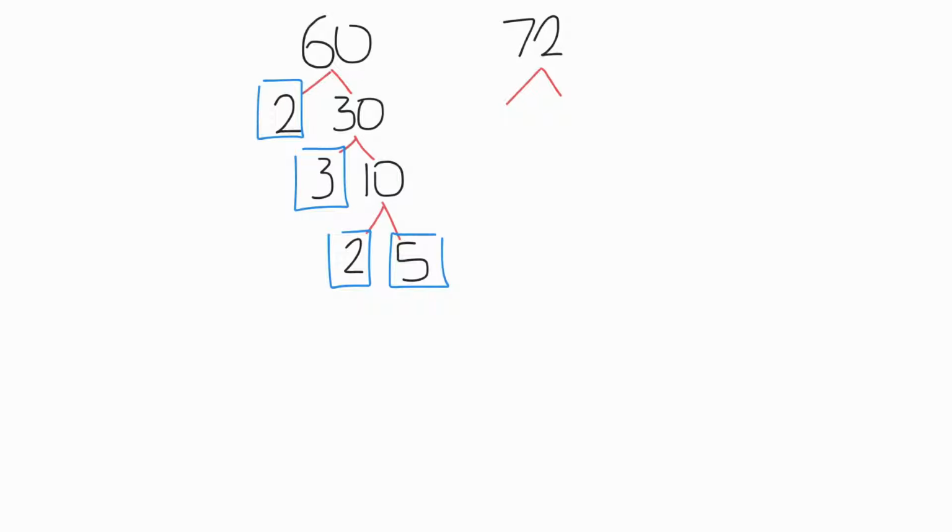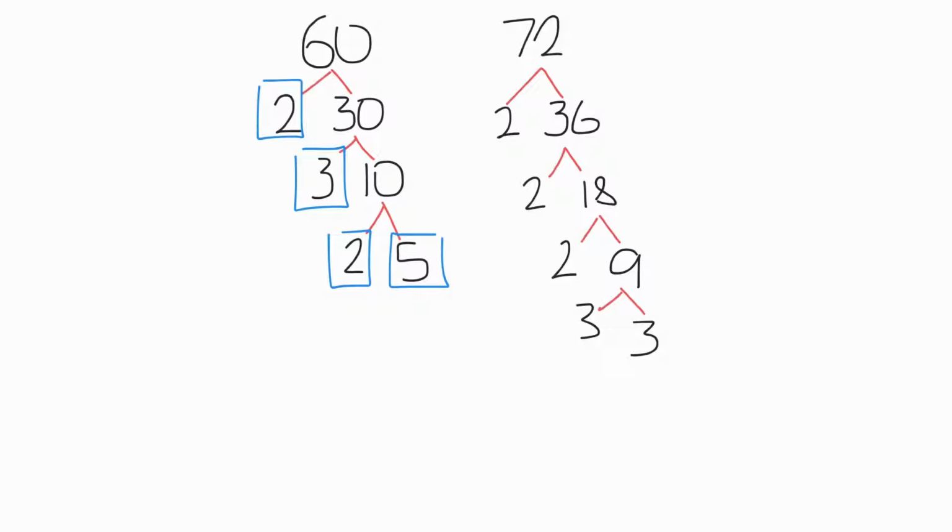So 72, we could divide that by 2 and that will give us 36. 36, we could divide that by 2. That will give us 18. 18, we could divide that by 2 again. And that will give us 9. And 9 can divide by 3, giving us 3. So they're the prime factors of 72. So let's write them out to find the highest common factor.